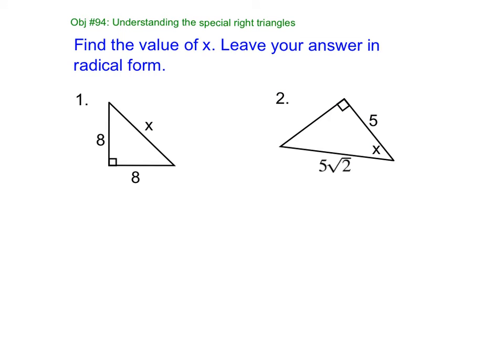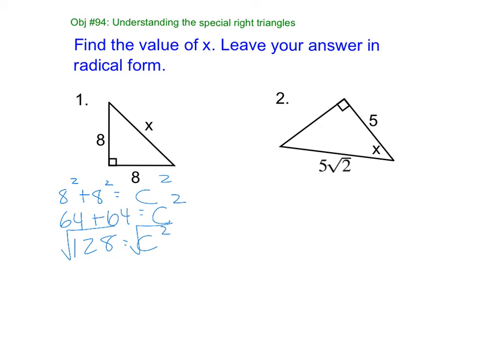All right, so same process. I want you to find the missing side using the Pythagorean theorem for number 1. It's exactly what we just did. 8 squared plus 8 squared equals c squared. 64 plus 64, 128.